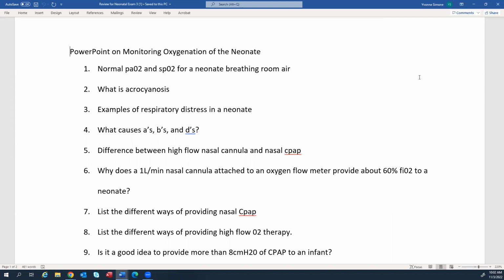You need to know the difference between a high flow nasal cannula and nasal CPAP. Why is one considered just high flow? Why is the other one considered CPAP?